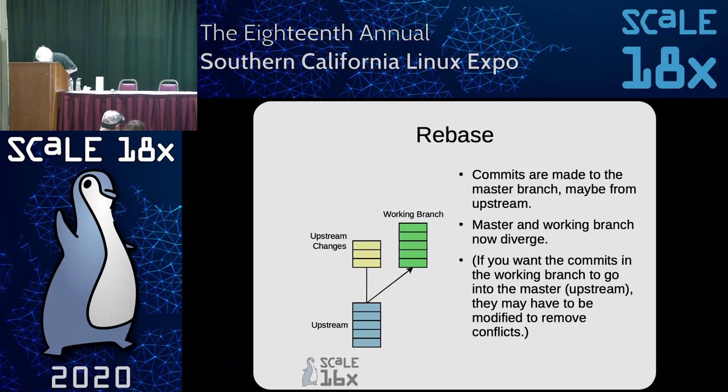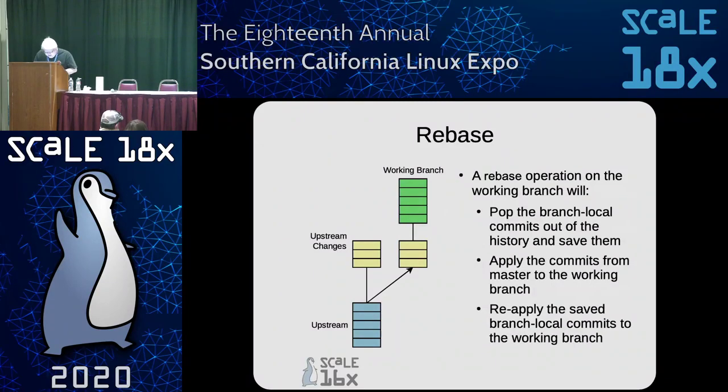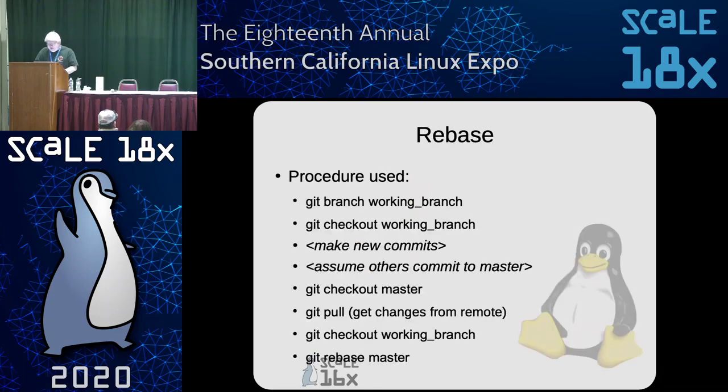And so if you want your commits to the working branch to go up to master, you might have some conflicts, and you'll have to work on removing those. That's what git rebase does. Basically, it pops your branch local commits out of the history and saves them. It applies the commits from master to the working branch and reapplies your saved branch local commits to the working branch. So the name is appropriate because it rebases your local stuff.